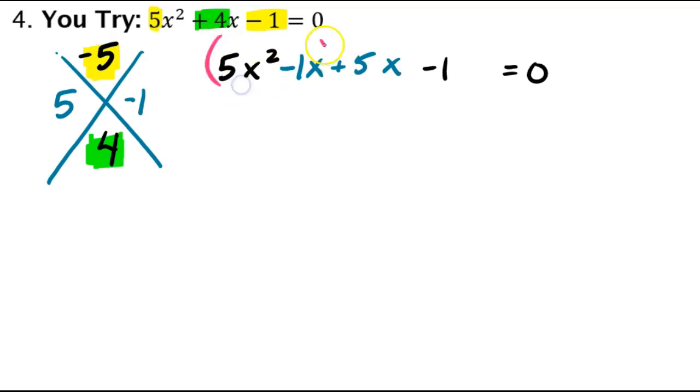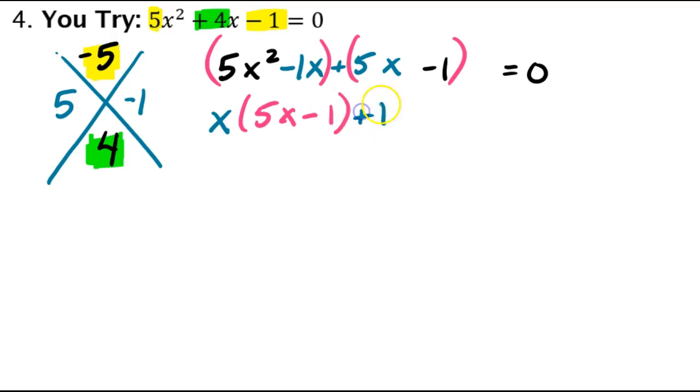So I'm going to put parentheses around the first 2 and the last 2. Out of the first group, I can take just an x, and then left over I would have 5x minus 1, because I took out everything else. And then from the second group, I can't take out anything, so I'm going to put a +1 there to kind of hold the spot. And then I would have the same thing in the parentheses, 5x minus 1, and we're still equal to 0.